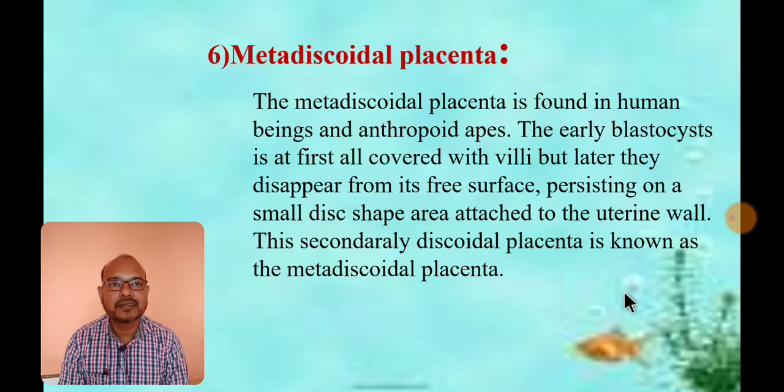The metadiscoidal placenta is found in human beings and anthropoid apes. The early blastocyst is at first all covered with villi, but later they disappear from its free surface.